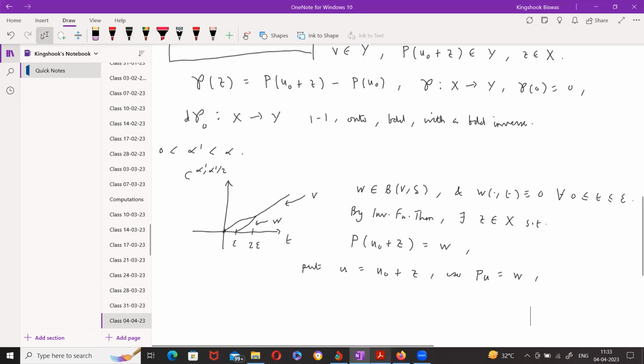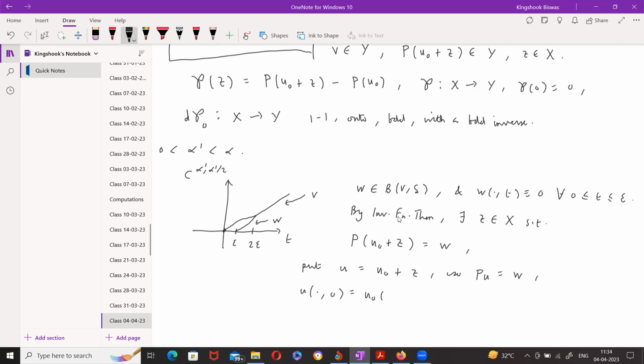and u has the correct initial value. U at time 0 is u naught at time 0, which is f bar, and Pu is 0 for time between 0 and epsilon. So that means you get a solution for time between 0 and epsilon, right? Is this clear? This was the proof that we did last time. All right.